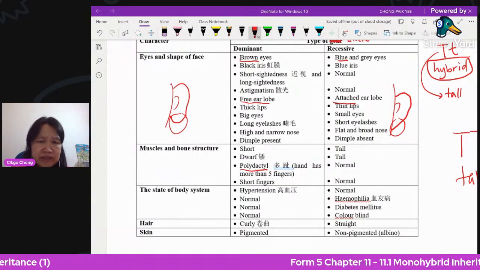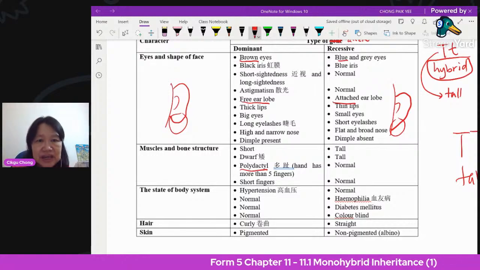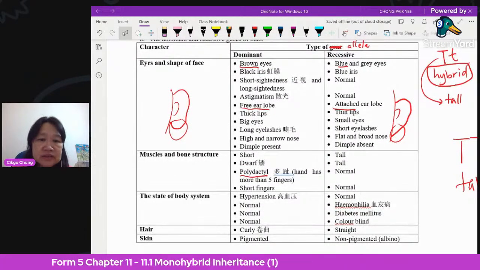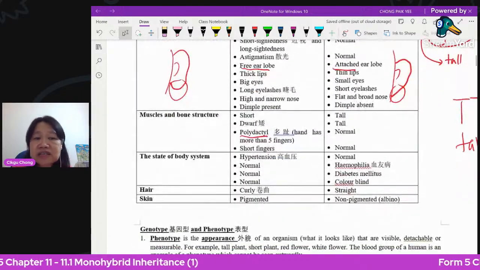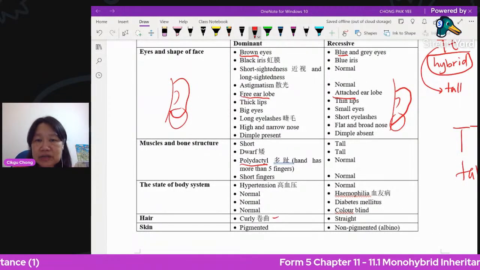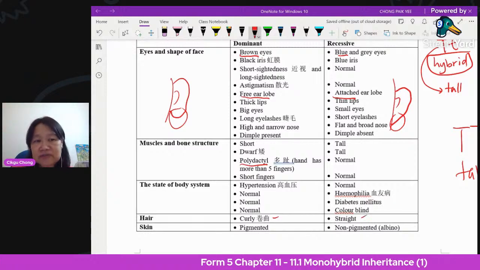Normal means having 5 fingers only. Okay, short fingers is dominant. Recessive is normal fingers. Okay, so all these don't need to remember. Now curly hair, curly hair is dominant. Straight hair is recessive.